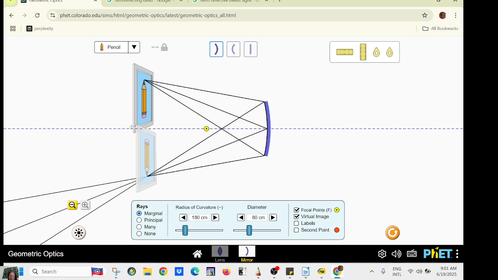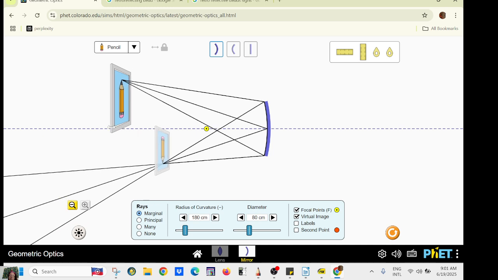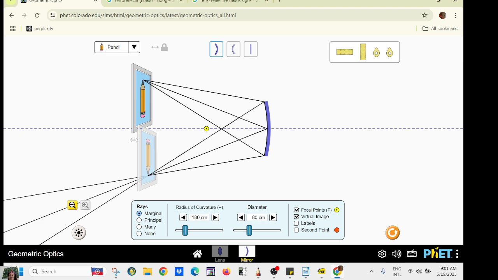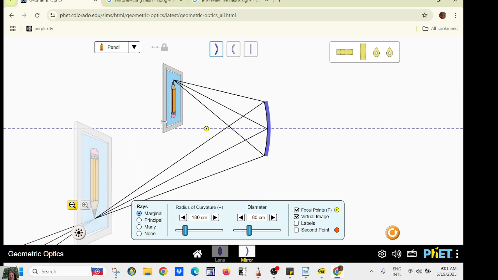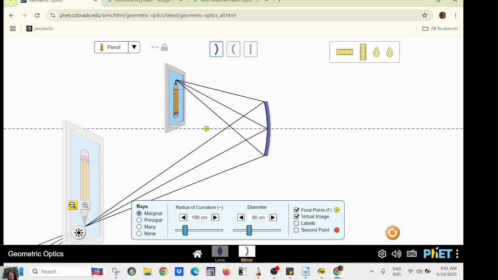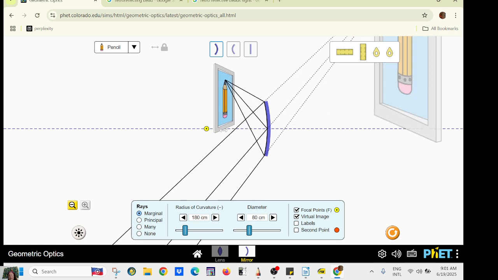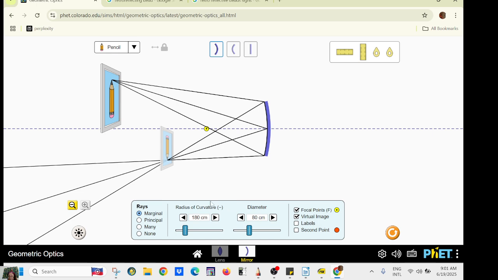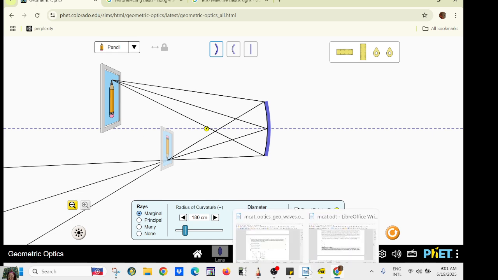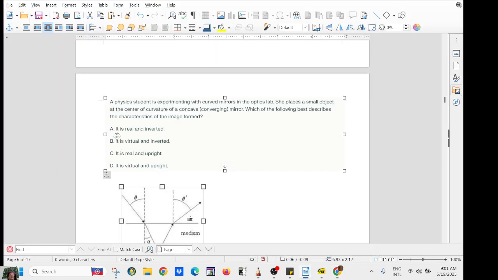So you see when the object is beyond, okay, it's going to be inverted, real, and smaller. When it's just at that center here, it will be real, inverted, and same size. And if we move it inside here, it will be inverted, real, upside down. And if we go beyond the focal point, it's going to be virtual and upright. So playing with those helps you remember. So it's going to be real and inverted. Luckily, they don't ask for the size, so that's good.